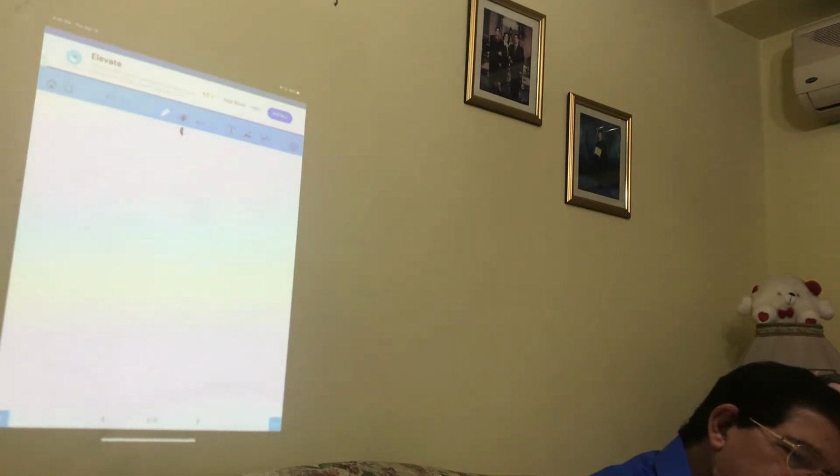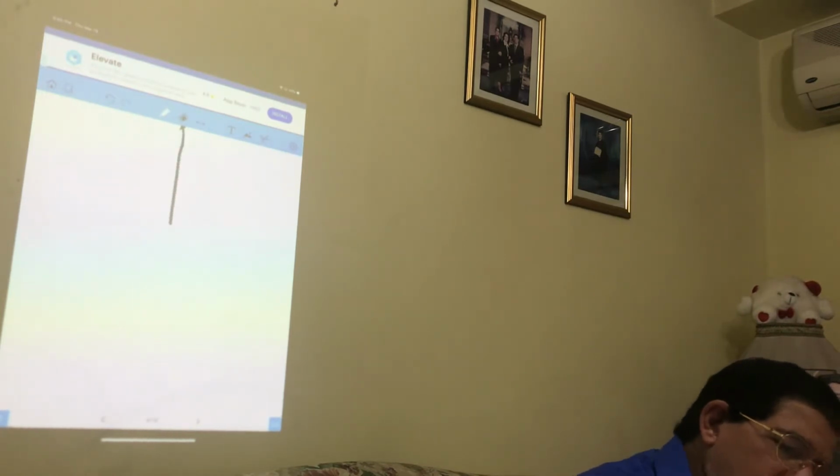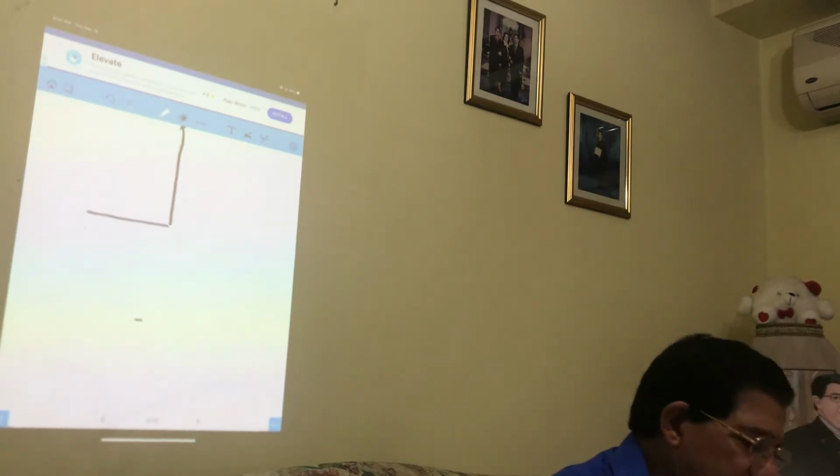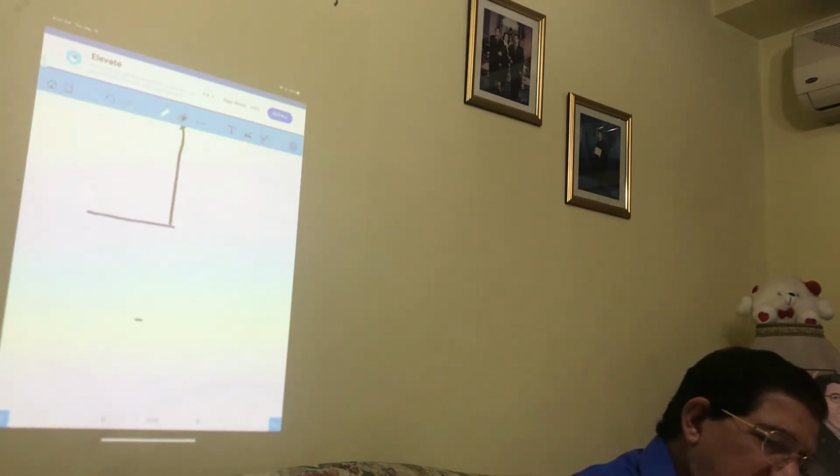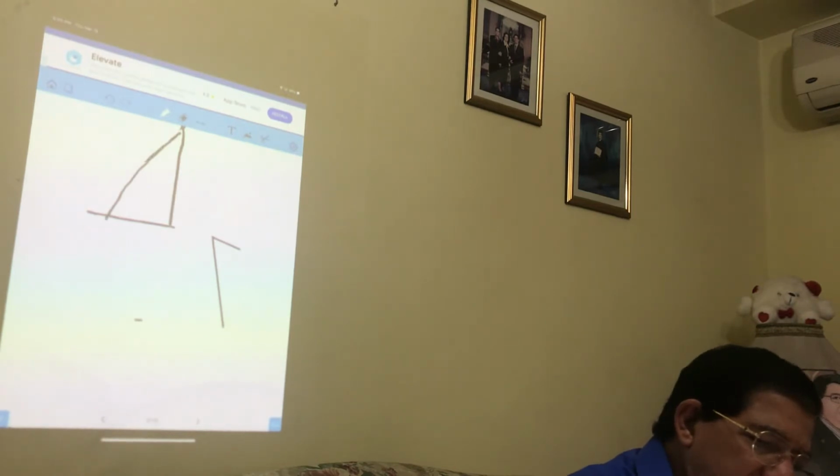Now, this is a vertical wall. And this is a horizontal floor. And this is the ladder.